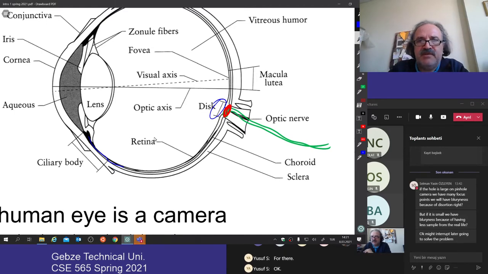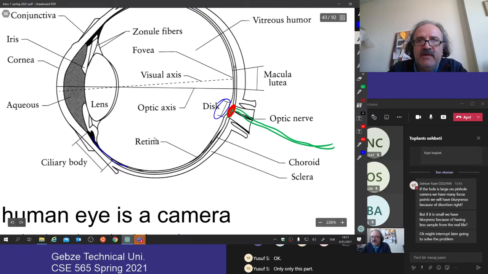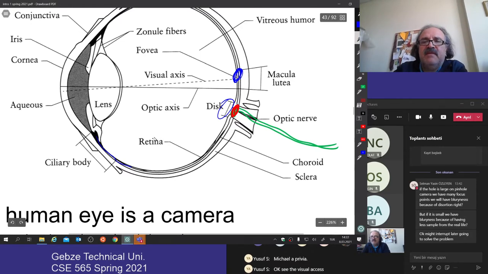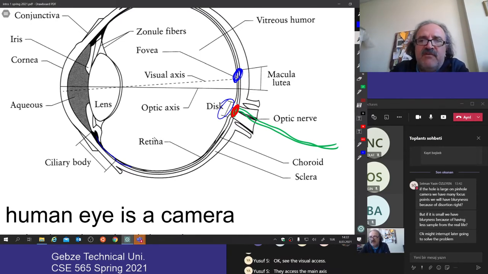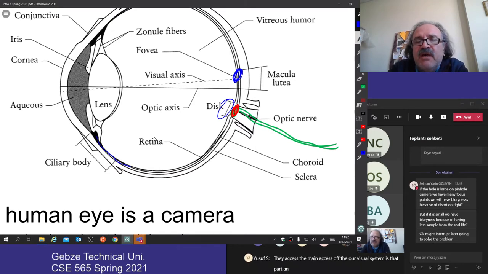Only this part, macula lutea. See the visual axis, the main axis of our visual system, is that part, and we are doing our reading using that area only. Other than that area, we cannot see much detail.